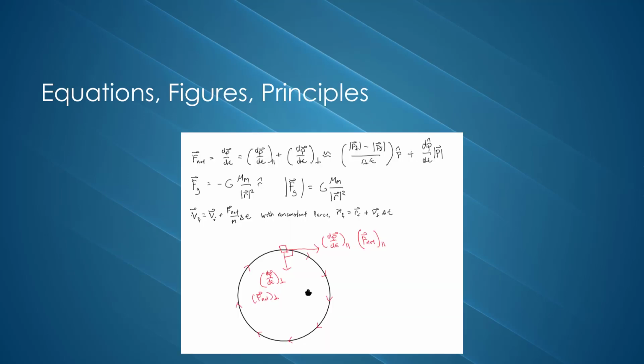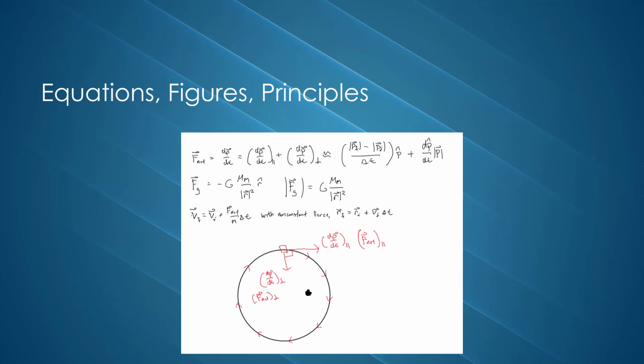Here are our key principles. We can separate F net into the rate of change of momentum over the change in time. We can then separate this further into the parallel and perpendicular components. Parallel is parallel to the current trajectory of the object, and the perpendicular is perpendicular to the current trajectory.